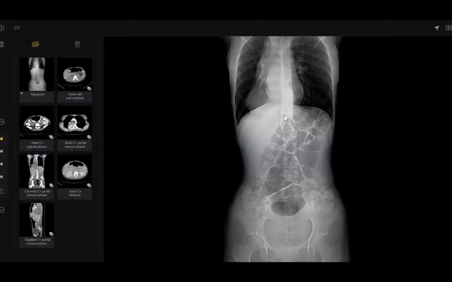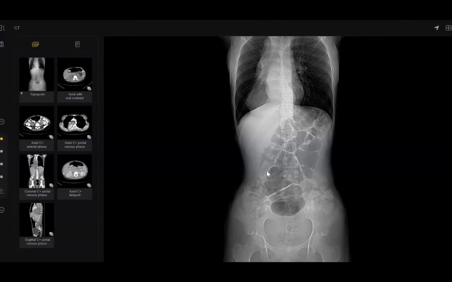I'm not able to see the screen, Dr. Ami. Yes. Okay. Yes, go on. So these are okay. However, I'm not able to see the dilated small bowel loops.